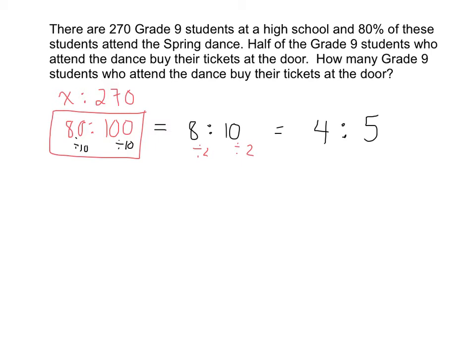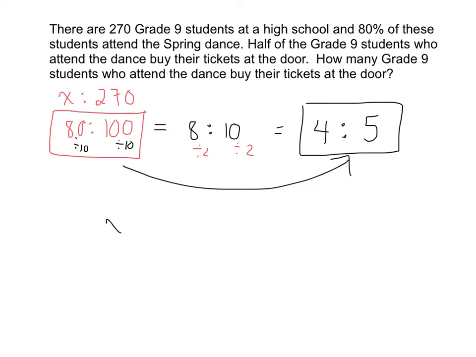Do you think 4 and 5 can be reduced even further? Do they have a common factor? No, 4 is an even number, and 5 is only divisible by 1 and itself. So we've put 80 to 100 into the lowest terms possible. So now what? Let's set up our proportional statement. X to 270 is equal to 4 to 5.